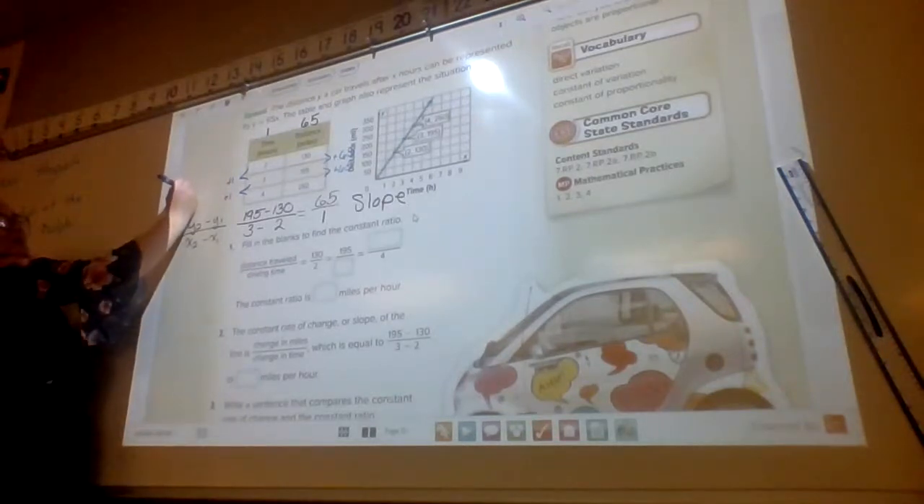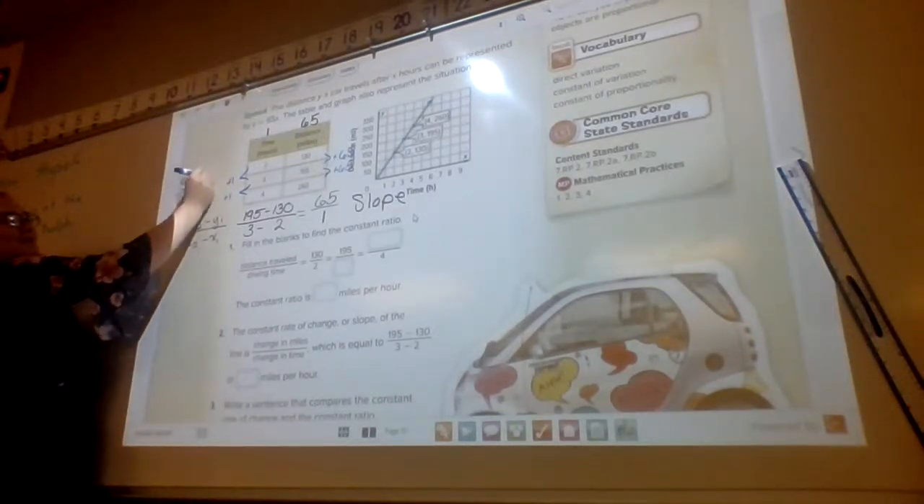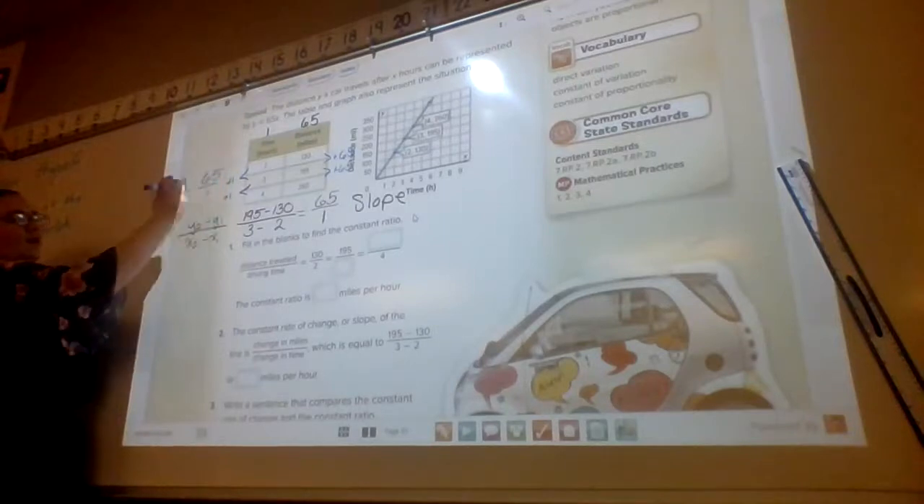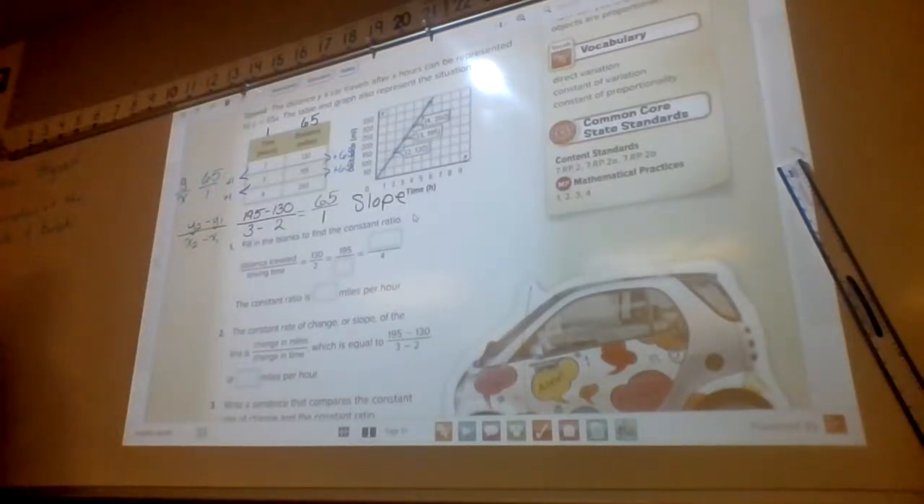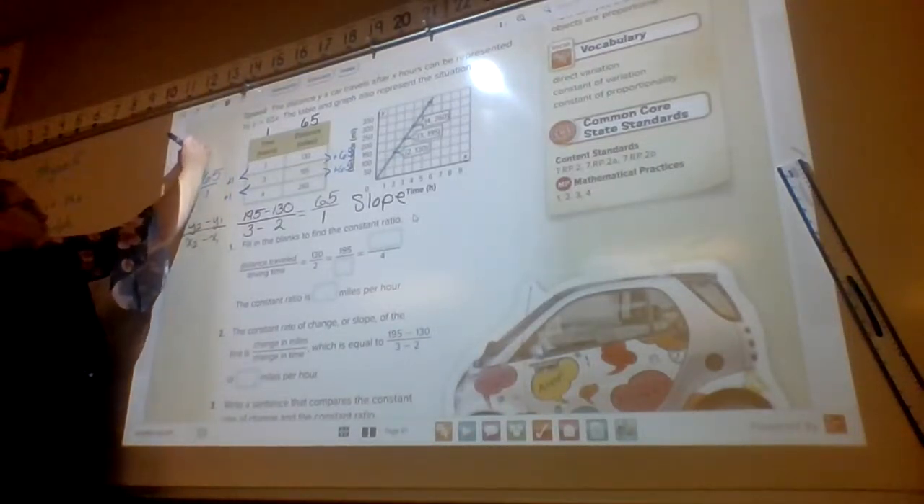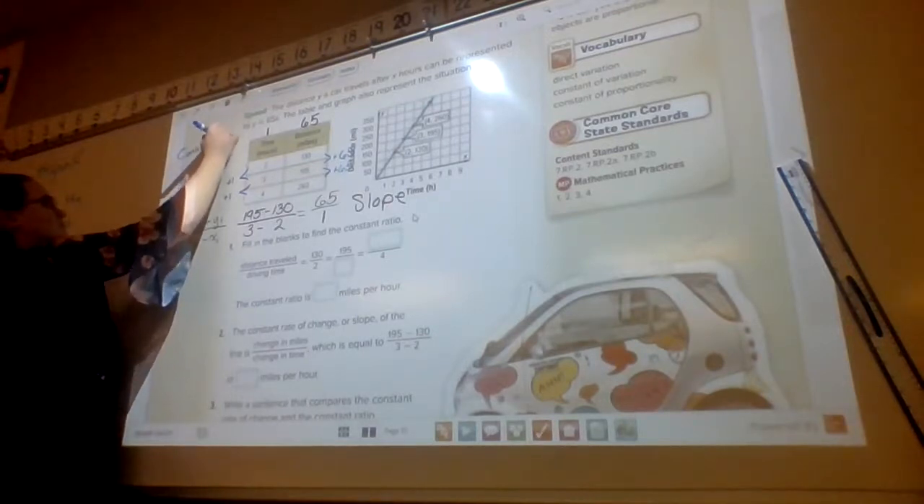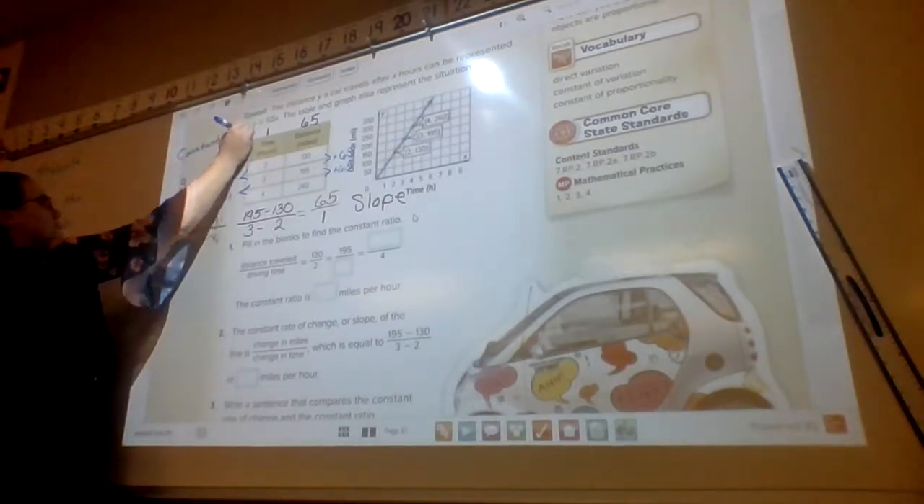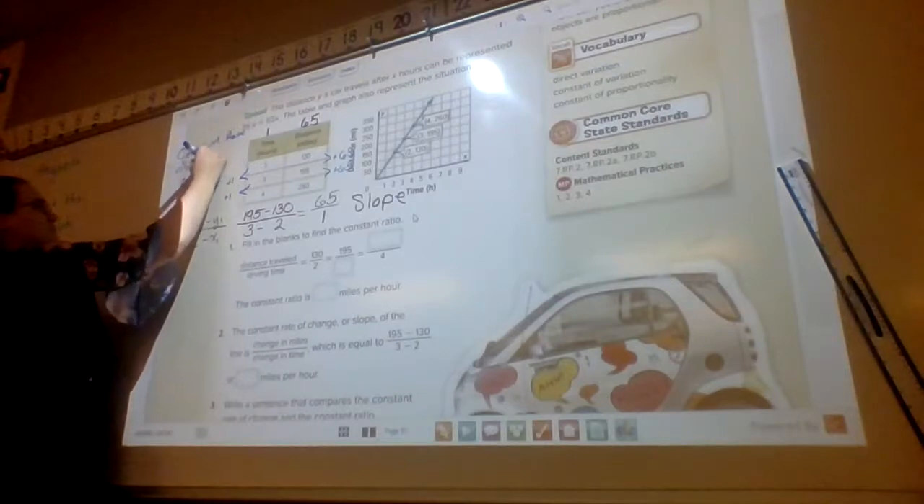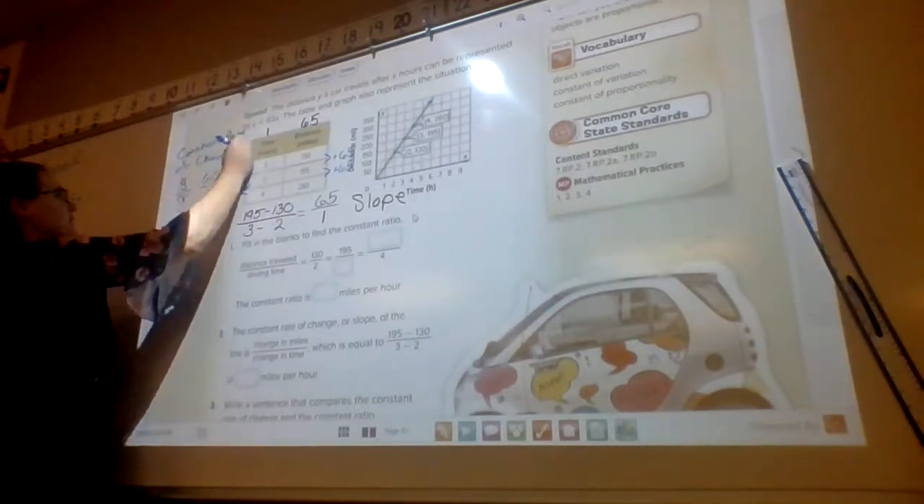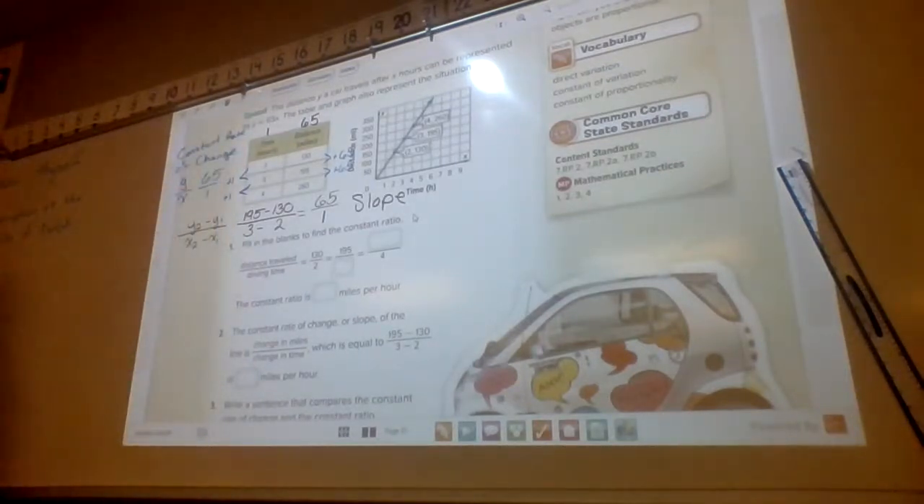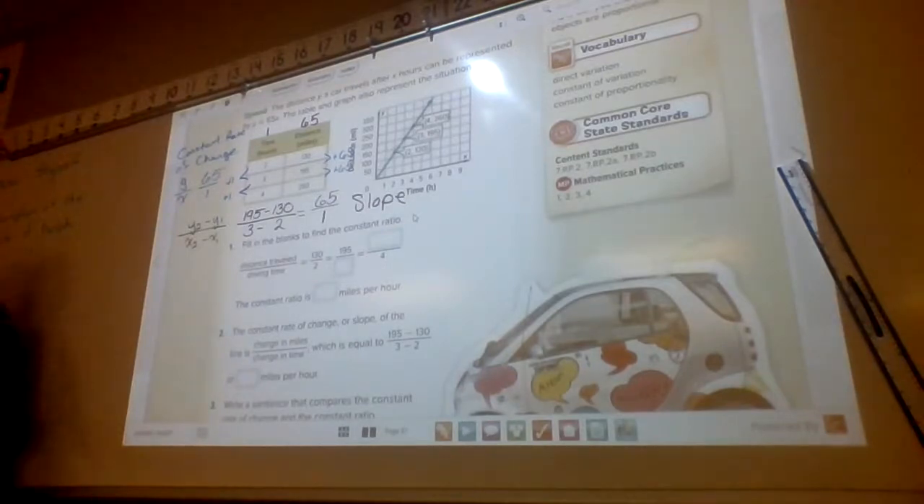So we set it up as y over x, and you have 65 over 1. What was that called? Is the constant rate of change and the slope the same thing? Yes, there's also one other thing I had you doing with all these numbers.